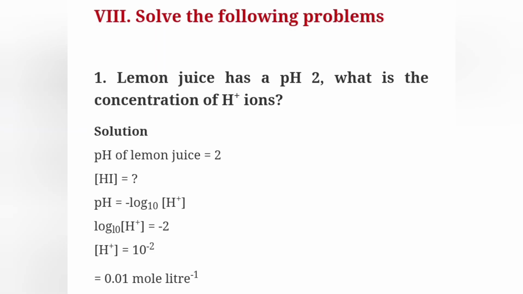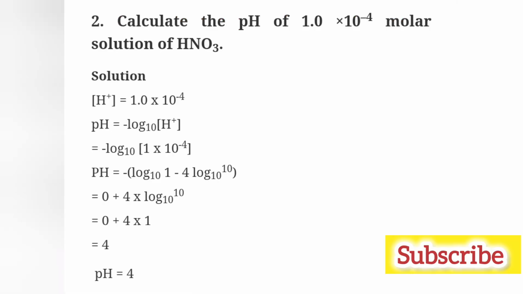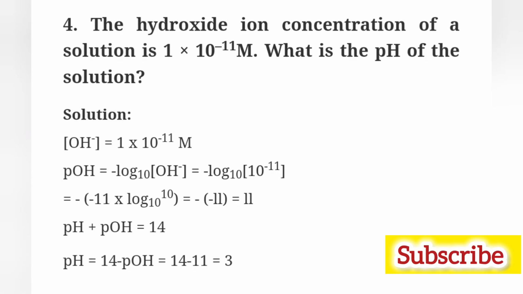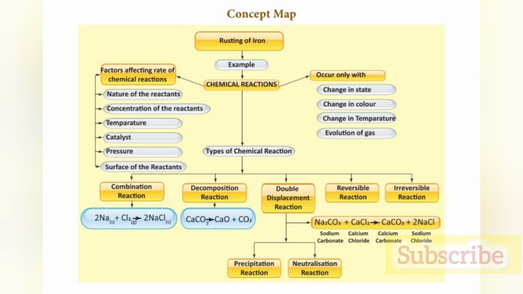Eighth Roman letter, solve the following problems. First one, lemon juice has a pH of 2. What is the concentration of H ions? Copy down the solution. Copy down the second problem. The lesson is over.